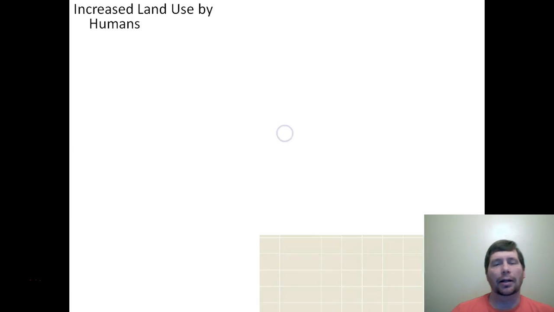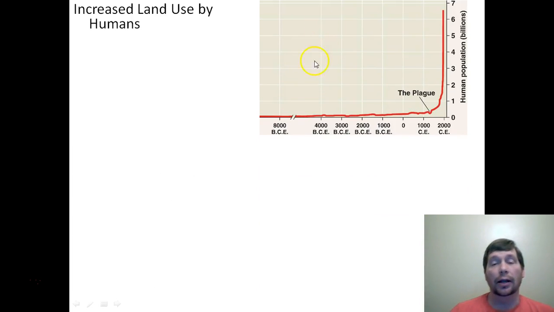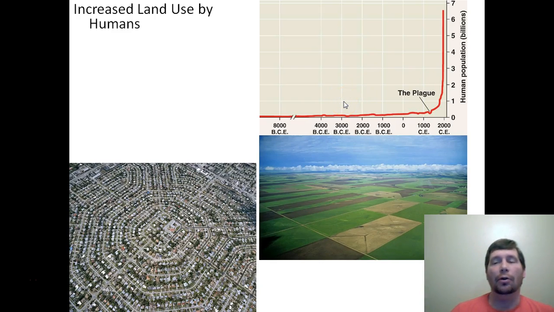One of the biggest ways that humans have impacted the planet is by using more land. As human population has grown, we've needed more food and more places for people to live. And so the result of that is we build big cities and we build big farms. We need big farms to grow the food we need to feed 7 billion people, and we build big cities because everybody needs a place to sleep at night.